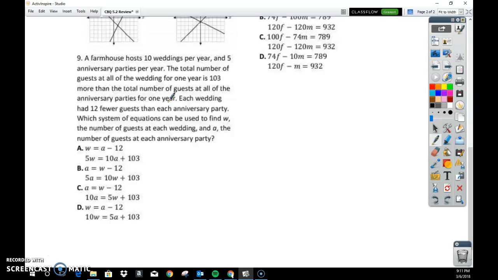Each wedding had 12 fewer guests than each anniversary party. Okay, which system of equations can be used to find W, the number of guests at each wedding, and A, the number of guests at each anniversary party? Okay, so W stands for wedding and A stands for anniversary.